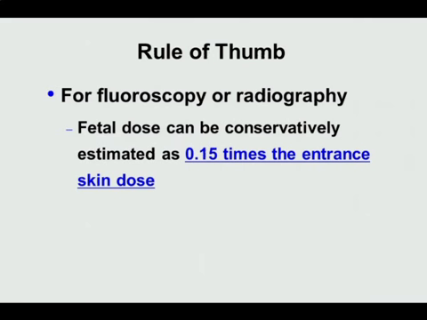If the procedure involves the fetus directly in the path of the beam, that's when we try to discuss various steps to take to minimize the radiation dose to the fetus. Again, in fluoroscopy and radiography, the fetal dose is approximately 15% of the entrance dose when the fetus is directly in the path of the beam.